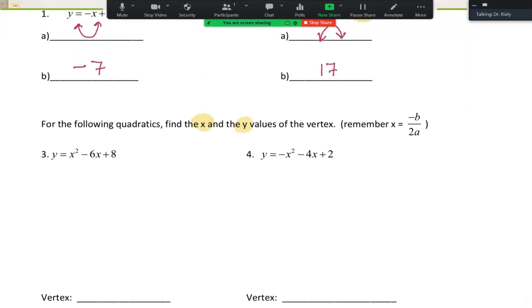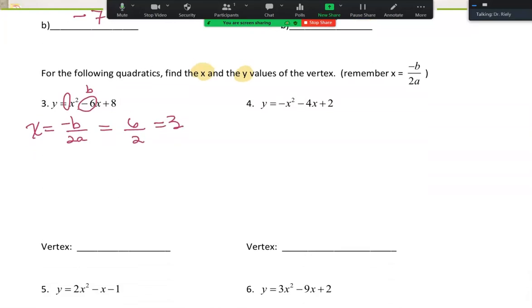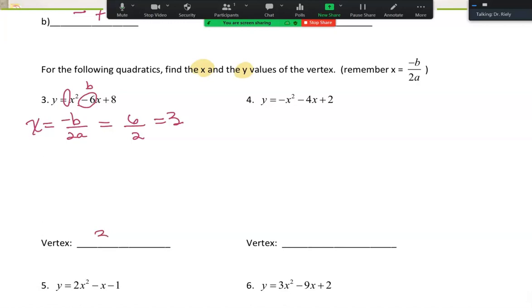So then I'm going to figure out what x is. So x equals negative b over 2a. Therefore, x is going to be negative negative 6, and negative negative 6 is positive 6, over 2a. If a is 1, 2a is 2. So x is going to be 3. So far I know the x value of the vertex is going to be 3.